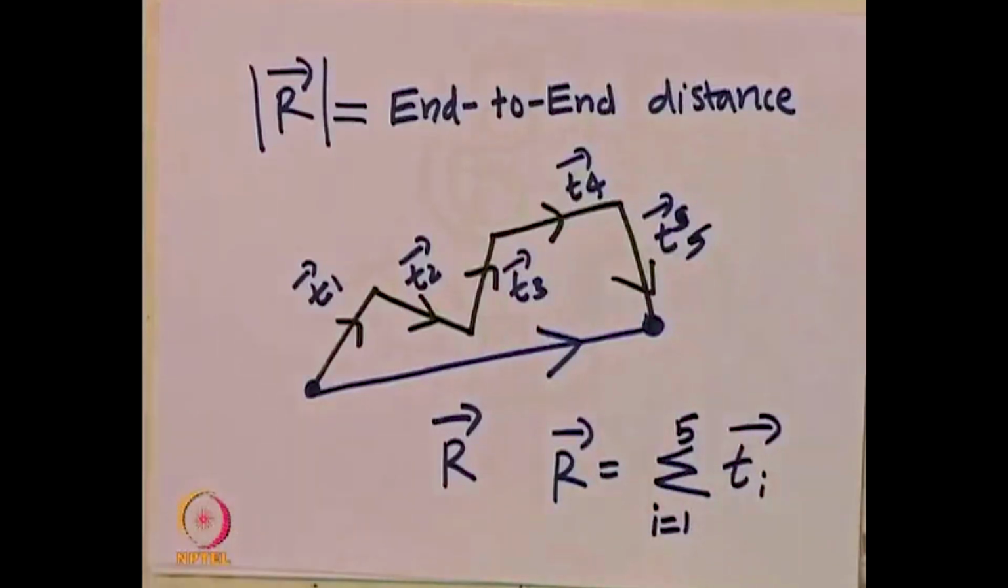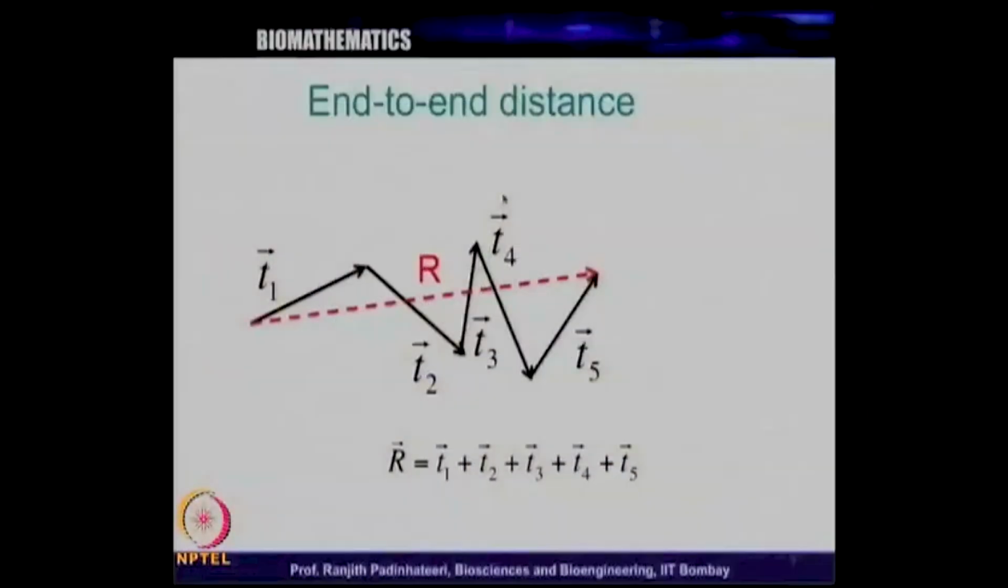So, this is essentially what is shown here. For the end to end distance, you have vectors T1, T2, T3, T4 and T5. The end to end vector, which is shown in red and represented by R, can be obtained by summing the T1 vector plus T2 vector plus T3 vector plus T4 vector plus T5 vector. So, the sum of these 5 vectors will give you this end to end vector R.